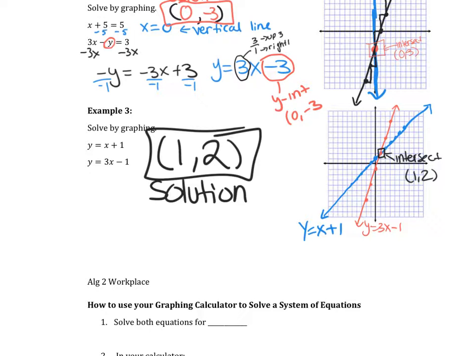Okay, so these ones worked out where our intersection point was a nice point and it was easy to see on our little 10 by 10 coordinate plane there. However, sometimes it won't be as obvious, and so we can use our calculators to help us. So if you guys will get your graphing calculators out, I'm going to show you how you can use your calculators to figure out these solutions as well.